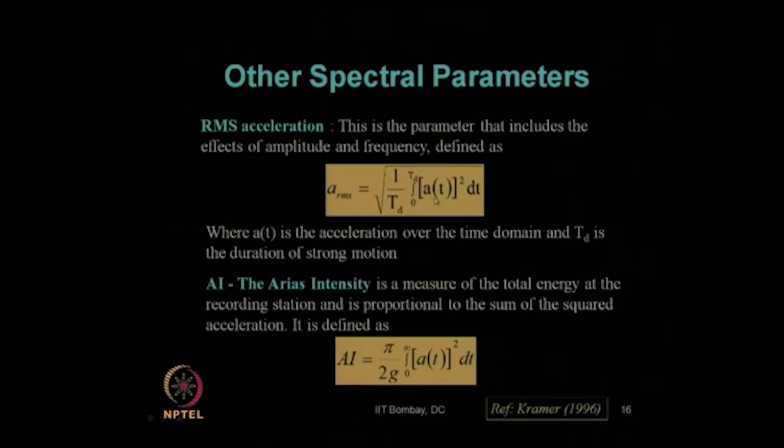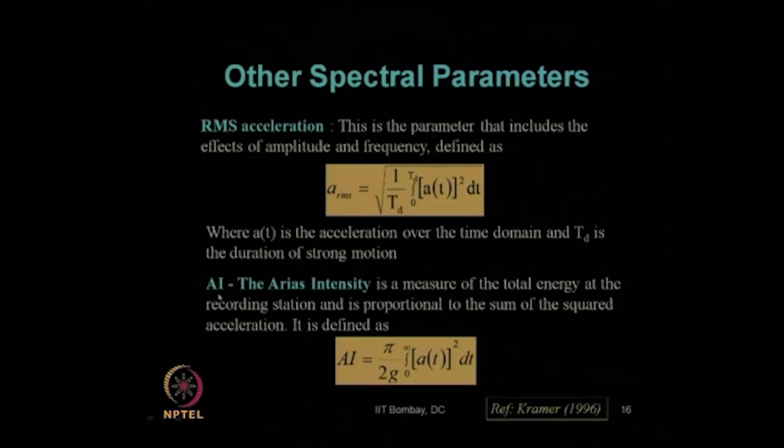A of t is nothing but the actual variation of acceleration with respect to time. If you integrate over the time period T d and then find the root mean square, you are taking the mean by dividing it, and taking the root. So, you get the root mean square acceleration over the time domain, and T d is the duration of the strong motion. Okay.